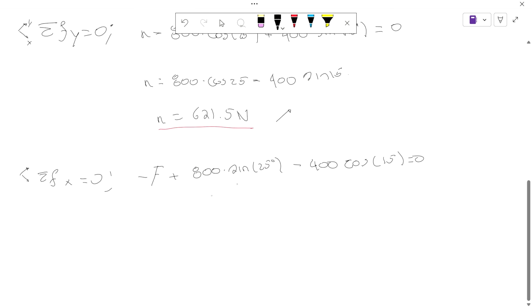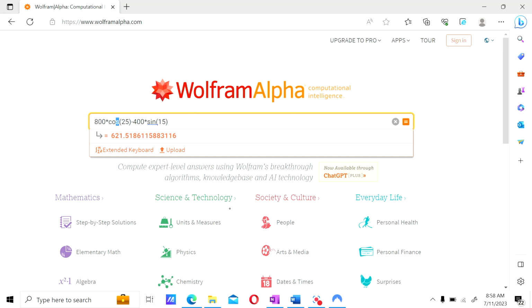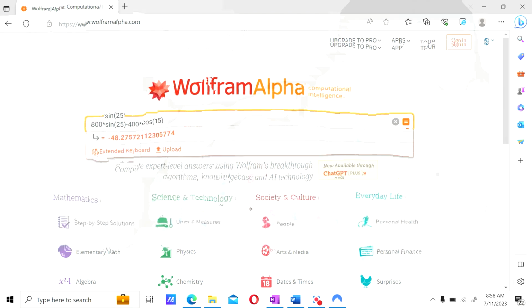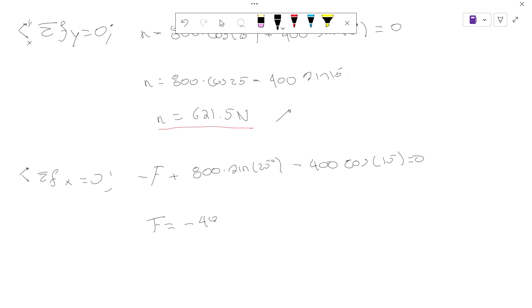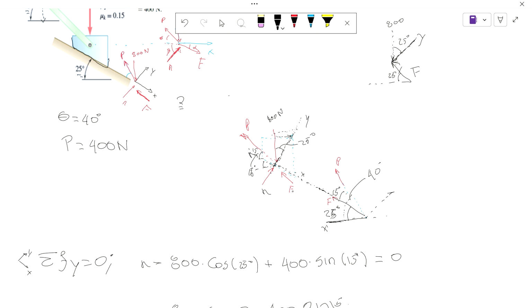All right. So we can solve for F, which is equal to 800, well, let's do that. 800 sine 25 minus 400 cosine 15 is negative 48.2. Negative 48 newtons. Okay, so the force of friction is negative 48 newtons, which means that actually it is going this way.